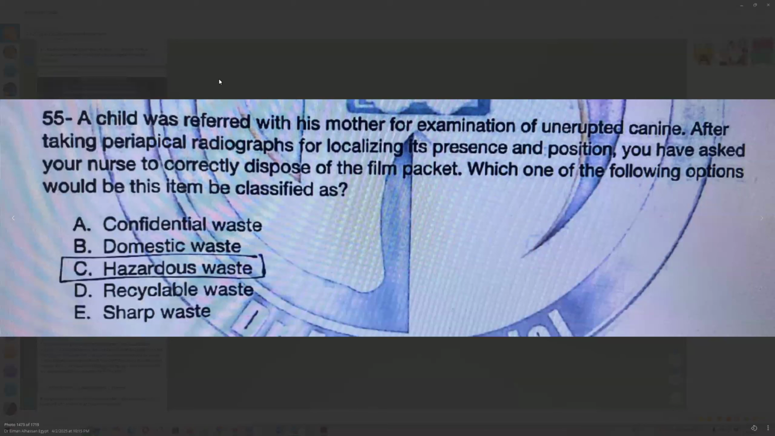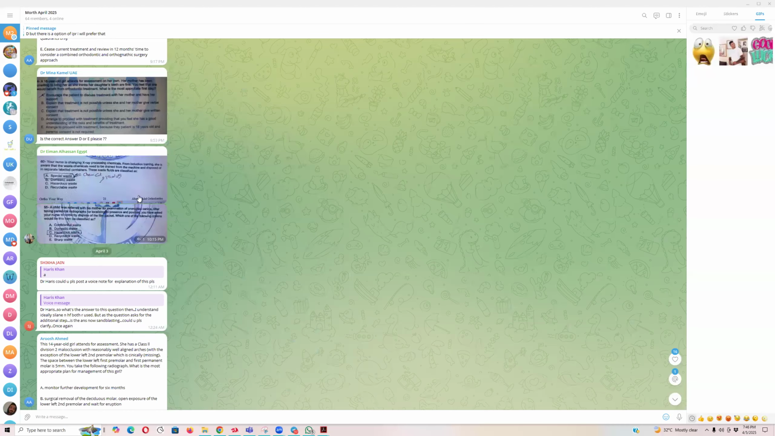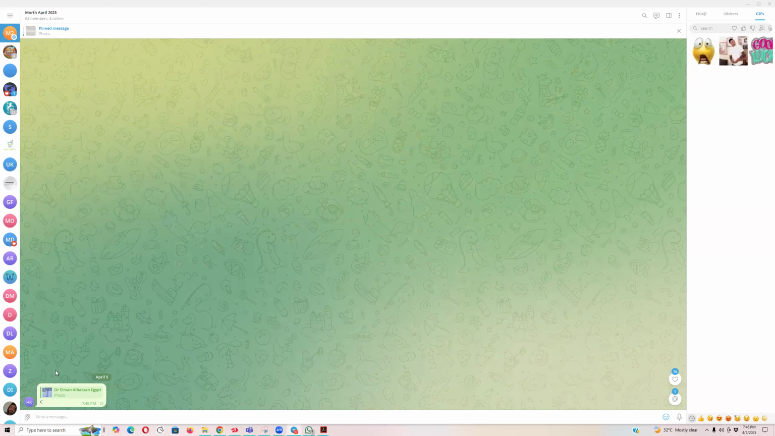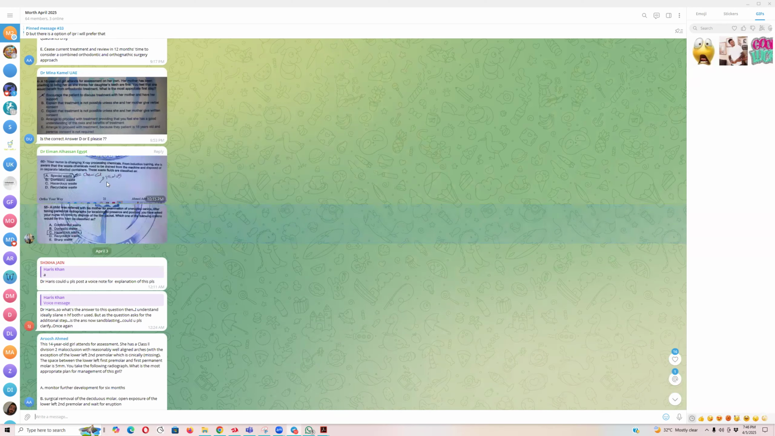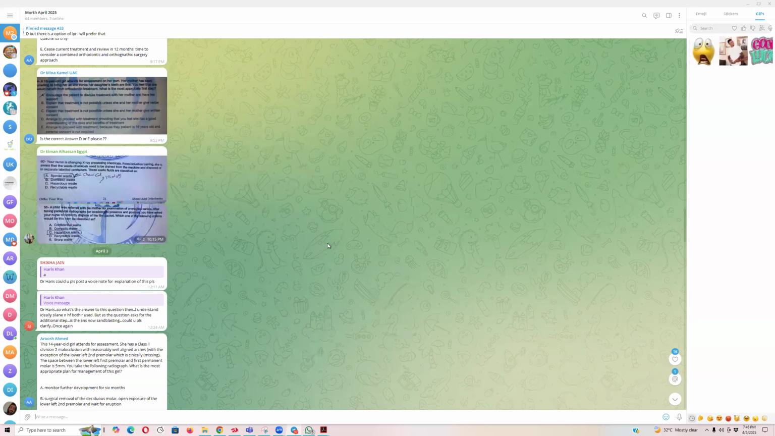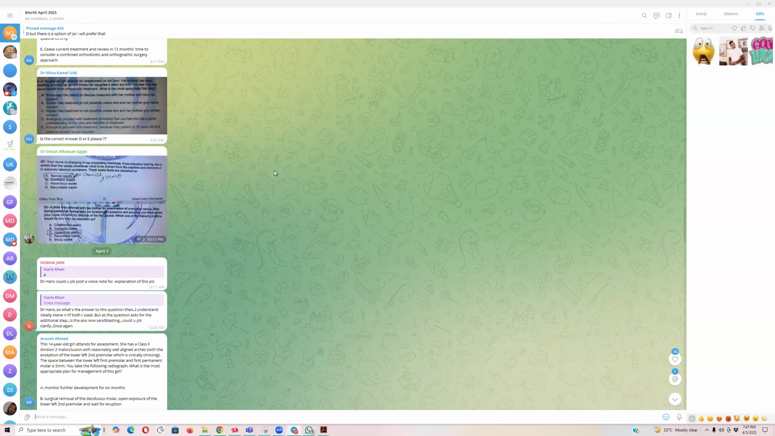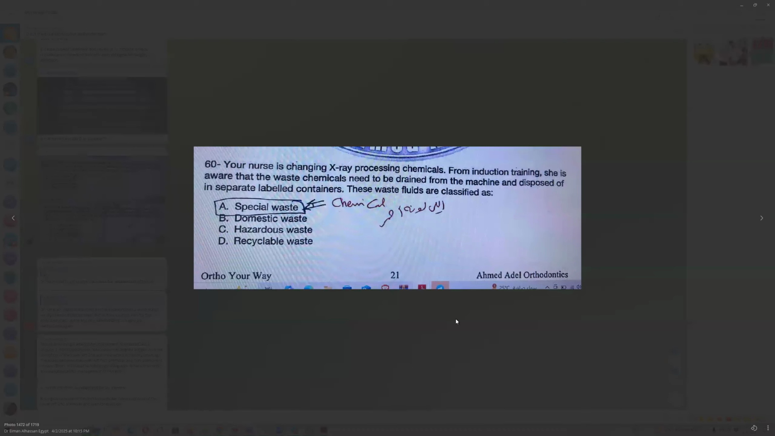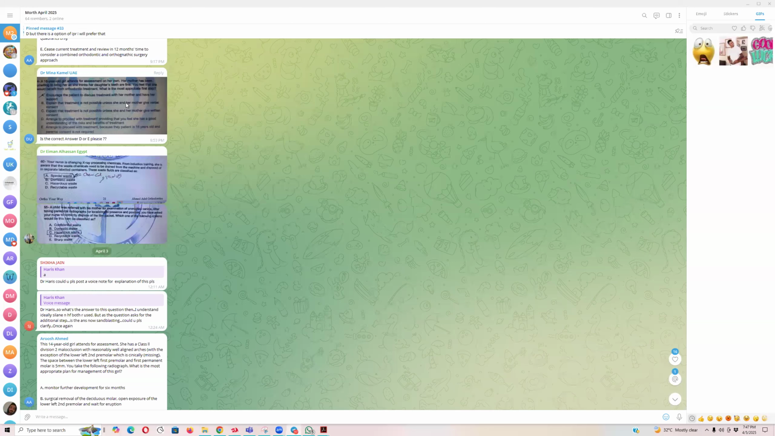Yeah, so it's option C here, Dr. Iman. Okay, doctor, is there any difference from the previous question? See, I think one was X-ray and one was a chemical of X-ray. Here you are disposing the film, and here you are aware of the waste chemicals. So this is special waste. Here they are going for the chemicals. Okay, so these are two different questions. Okay, doctor, thank you.